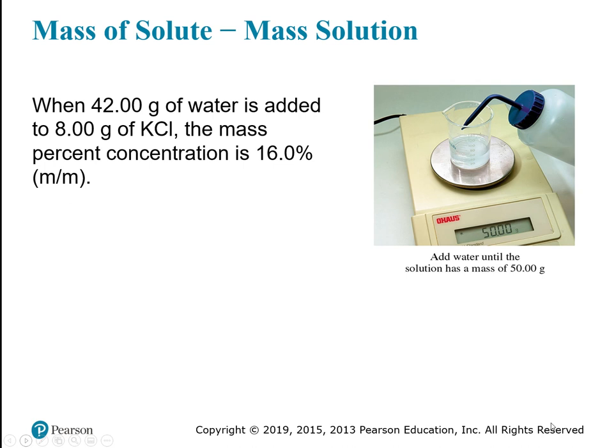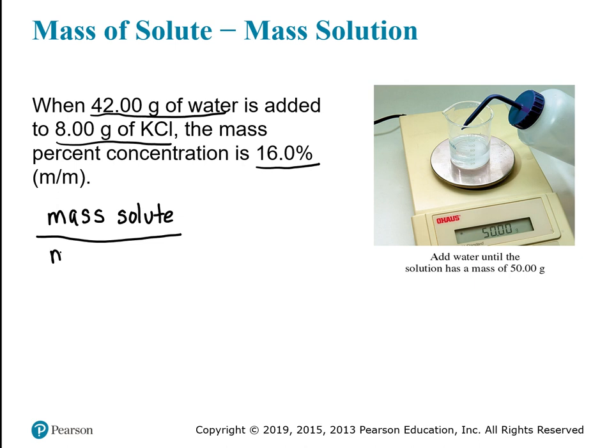So let's say that we have a solution of potassium chloride. We have 42 grams of water, and we have 8 grams of potassium chloride. What I'm going to show you is how we end up with a mass percent concentration of 16%. So we said the mass of the solute over the mass of the whole solution, and we're going to multiply that by 100%.